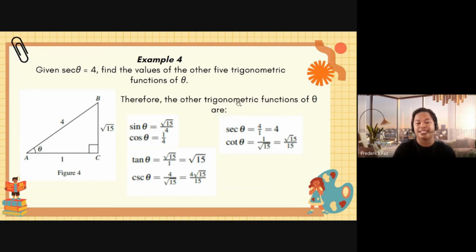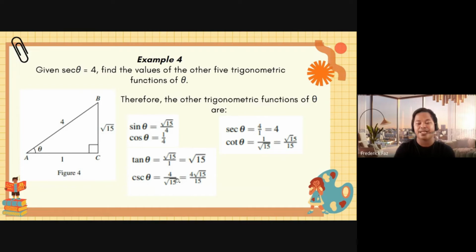So therefore, the other trigonometric functions of theta are sine theta is equal to the opposite side, which is square root of 15 over 4. For cosine theta, reciprocal of secant. So since secant theta is 4, the reciprocal of 4 is 1/4. For tangent theta, we have the opposite over the adjacent, so square root of 15 over 1 is equal to square root of 15. For cosecant theta, we need to take the reciprocal of the value of sine theta. So 4 over square root of 15.